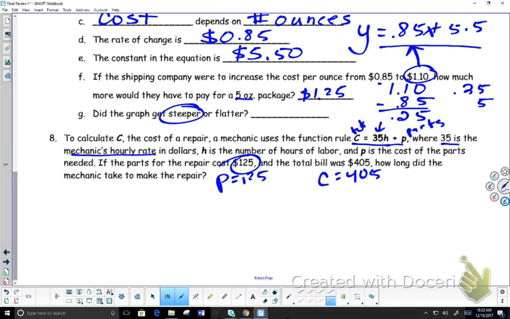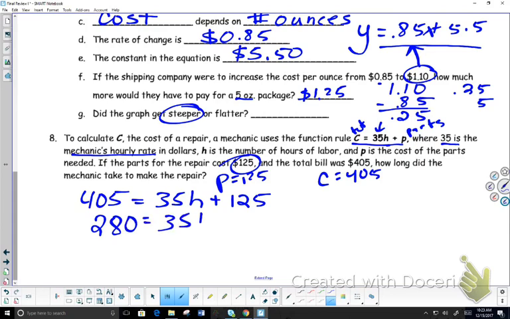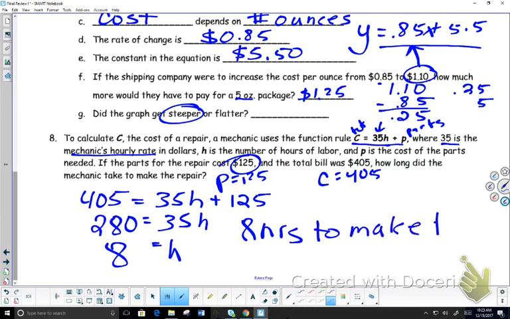How long did it take him to make the repair? So let's fill all this in. C equals 405. 35, how long? H is what I don't know. And then we got 125 for the parts. So then you take this and you simplify. You subtract 125 from both sides. You got 280 equals 35H. Then divide both sides by 35 and you get 8 hours. So it takes 8 hours to make the repair.